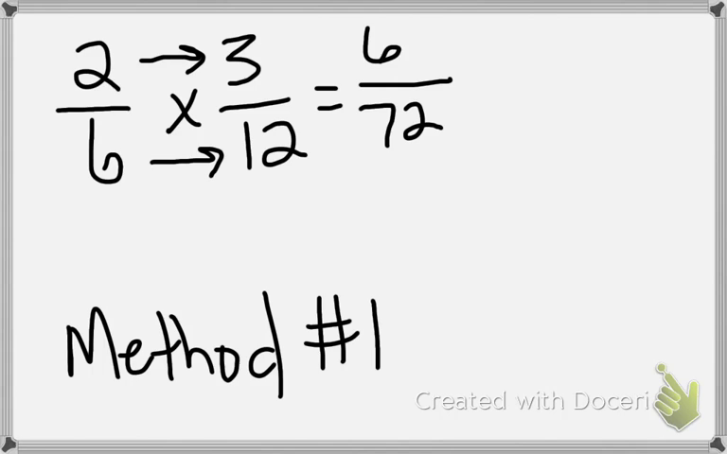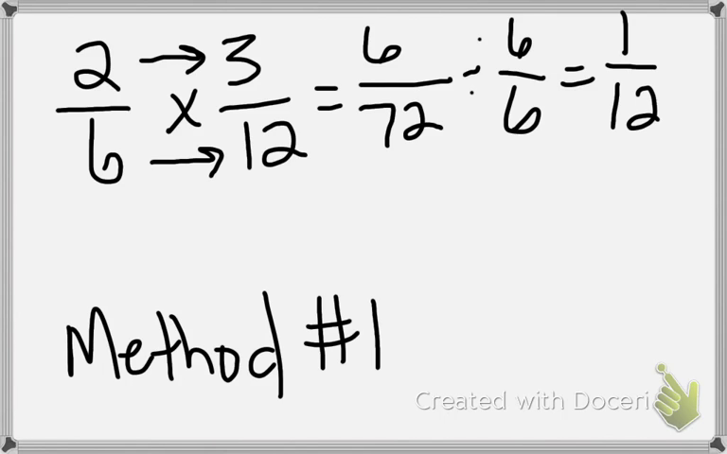To reduce a fraction, if we remember, we ask ourselves, what is the largest number I can divide into both the numerator and the denominator? In this case, what's the largest number I can divide into both 6 and 72? We can divide both our numerator and denominator by 6. So 6 divided by 6 is 1, and 72 divided by 6 is 12. So we get a final answer of 1/12.